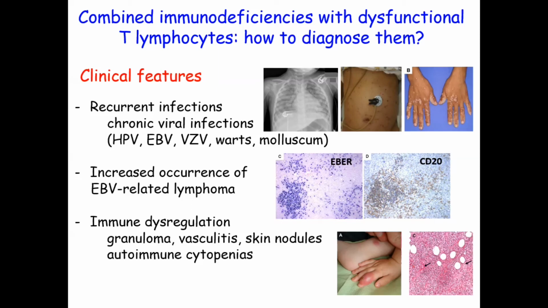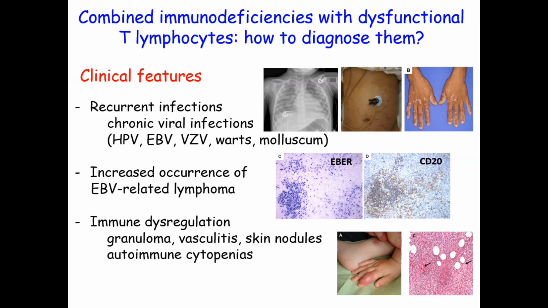So let's take overall a look at the clinical features of the combined immunodeficiencies. Well, these patients are prone to infections. There are some infections that you see more often in patients with combined immunodeficiencies, and these are especially chronic viral infections. Some infections in particular: many herpes viruses like EBV, HSV, VZV, CMV, but also HPV, which causes warts, and molluscum. So when you see chronic viral infection of this kind, you have to wonder, is the T cell function normal? Could that infant have a combined immunodeficiency?